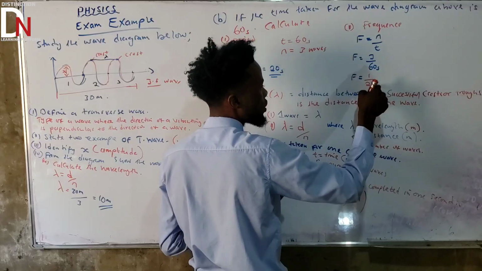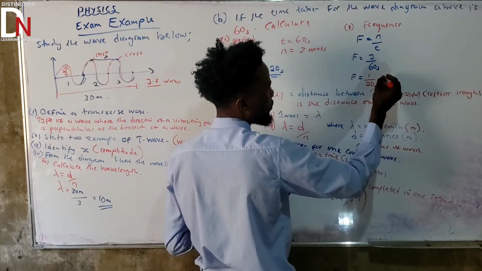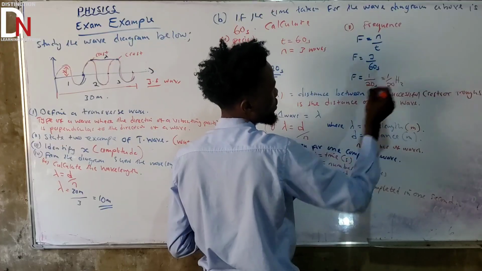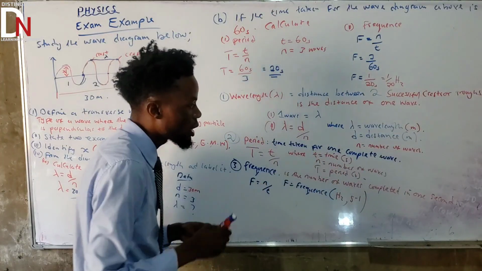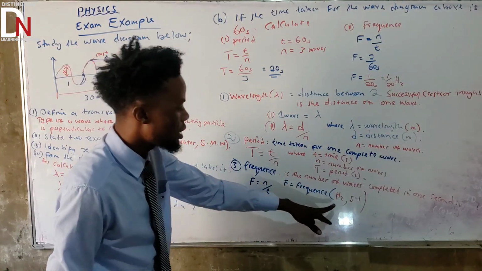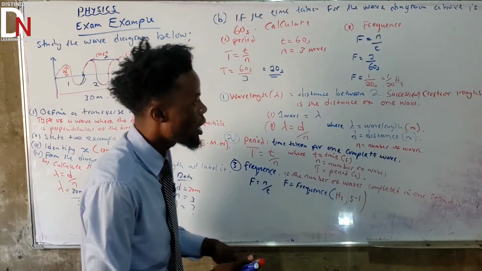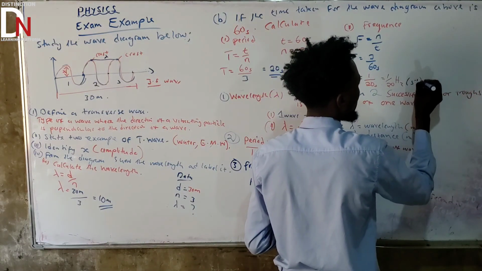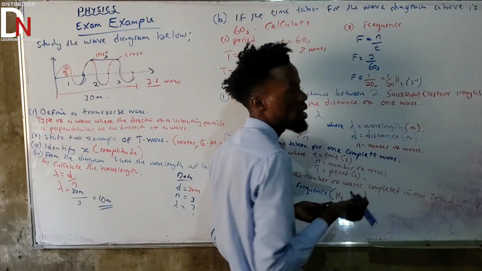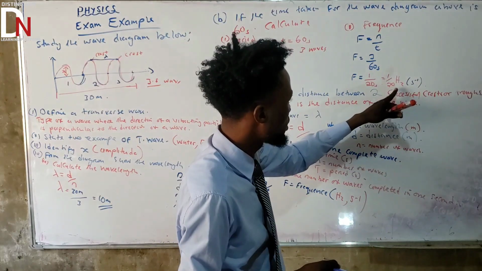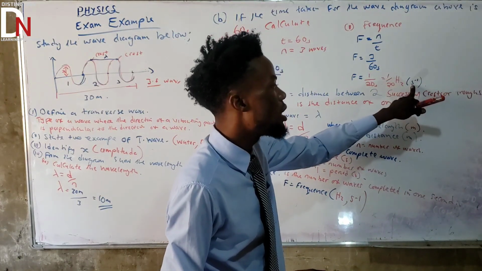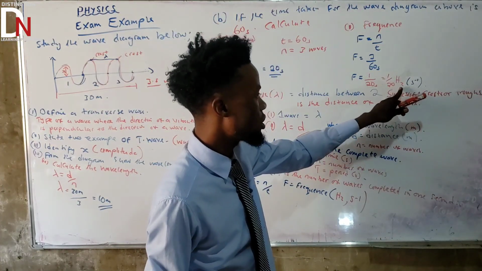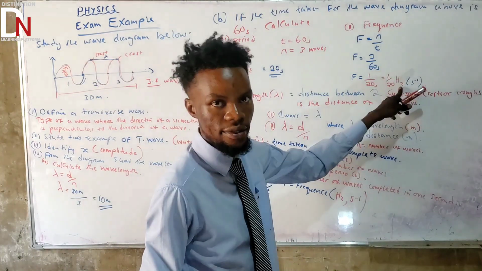This is the frequency, this is the final answer. The final answer is going to be 1 over 20. What's the correct unit? Hertz. Or you can put second to the power -1. Remember that frequency is measured either in hertz or second to the power -1. But basically, just put hertz. I'm not saying you put hertz and second to the power -1 at the same time. Just choose one. The most comfortable one is just hertz.